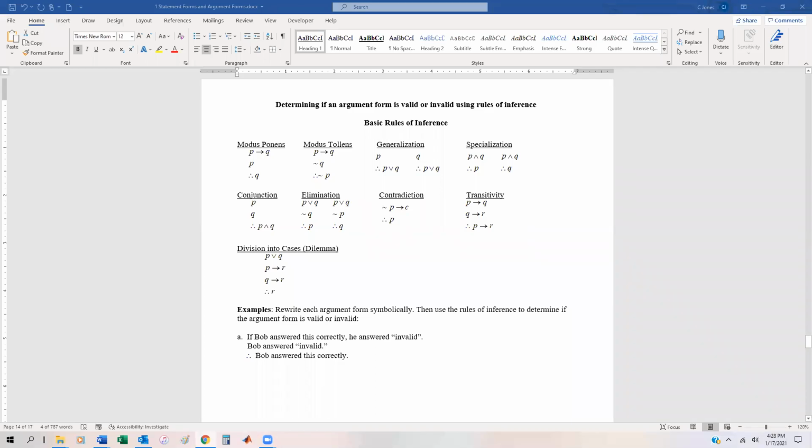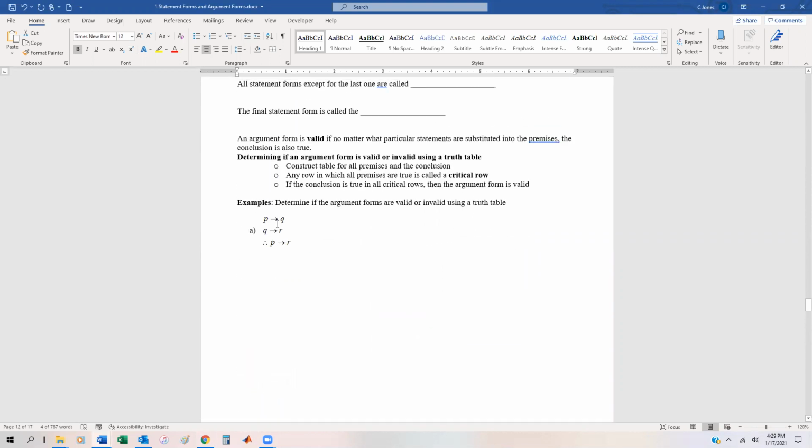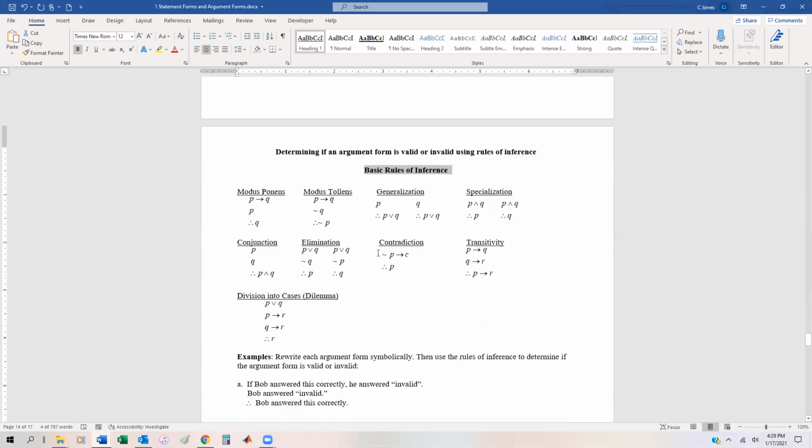We're going to start taking a look at using these basic rules of inference to be able to either validate or refute more of the difficult argument forms. You might recall in the previous two videos that we were able to use truth tables to verify two argument forms. One of them that we verified was the transitivity. So you might recall that all the way back up here, we had P implies Q, Q implies R, P implies R, and that was our transitivity.